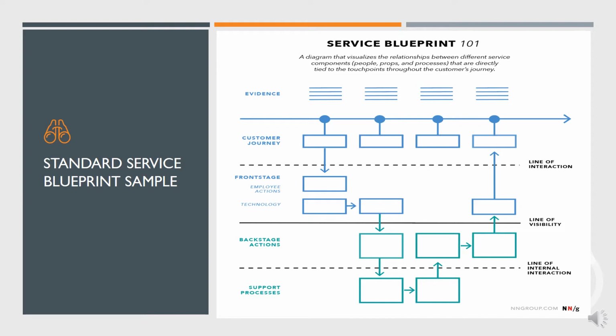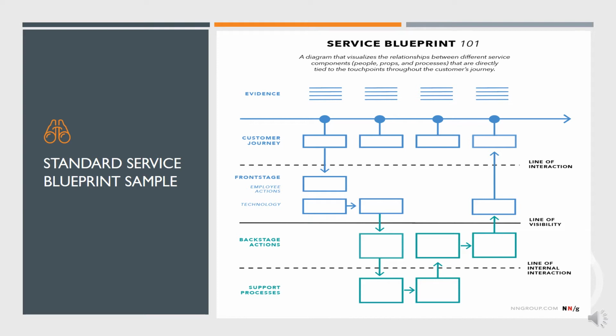Next is the front stage actions. So these are actions that occur directly in view of the customer. These actions can be human to human or human to computer actions. Examples of human to human actions are the steps and activities that the contact employee, or the person who interacts with the customer, performs. Human to computer actions are carried out when the customer interacts with self-service technology, for example, an ATM or a mobile app.